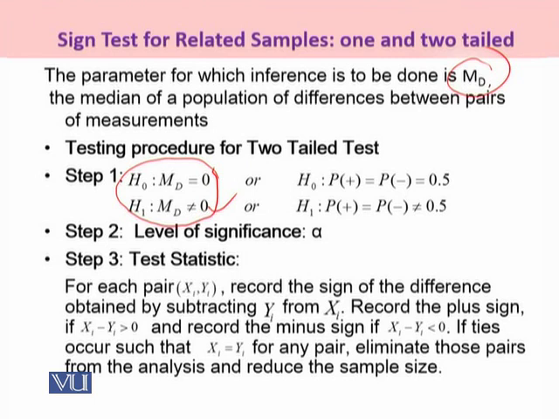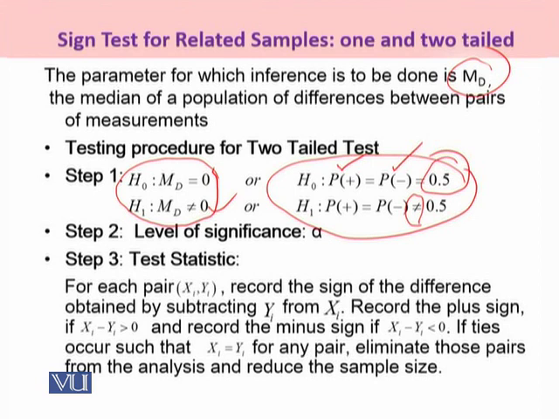Or you can also restate this pair of hypotheses with a slight difference, using proportions. We assume that the proportion of positive signs is the same as the proportion of negative signs, that they are in equal proportion, that is 0.5, whereas in the alternative you can test the same with the not equal sign. Step number 2, as you know, is to determine the level of significance, denoted as alpha.